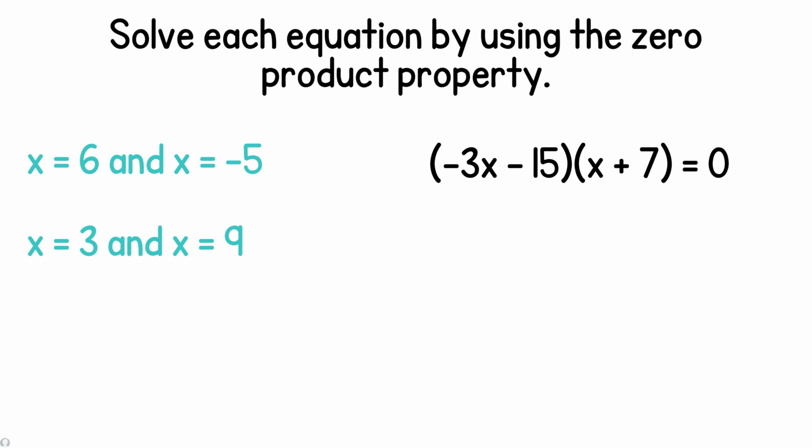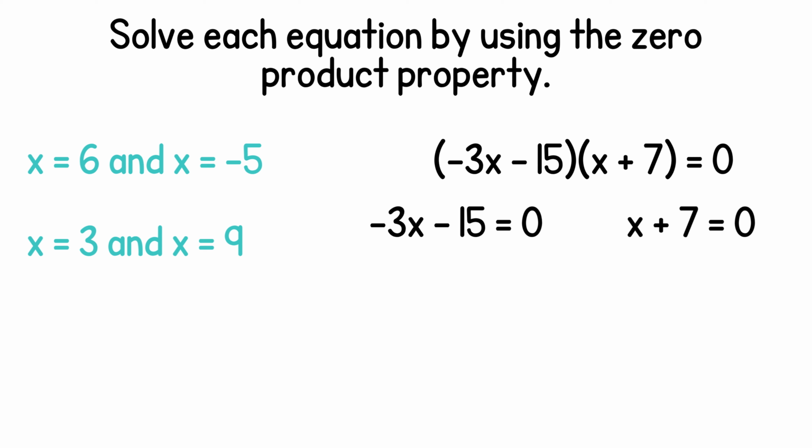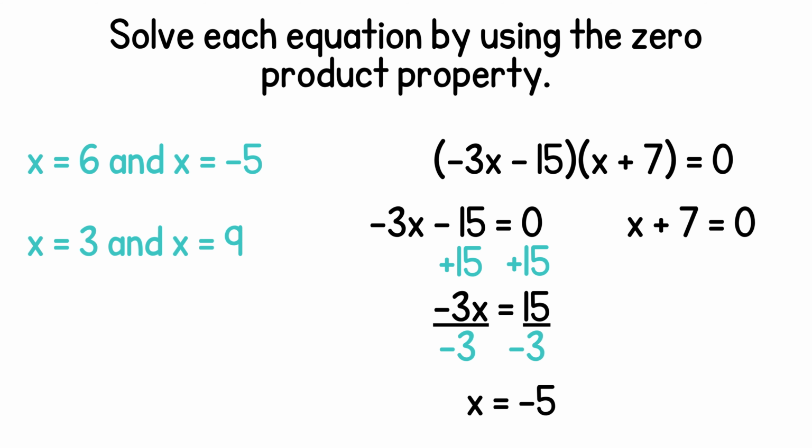Now let's look at our last equation. So we'll set each parenthesis equal to 0. We'll start by adding 15 to both sides. So this gives us negative 3x equals 15. Now we'll divide both sides by negative 3, which gives us x is equal to negative 5. On the next one, we'll subtract 7 from both sides, which gives us x equals negative 7. So now we've solved all of our equations.